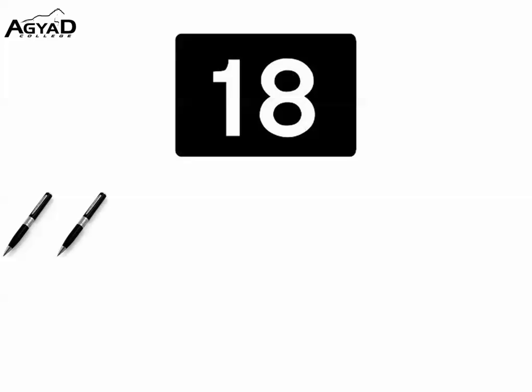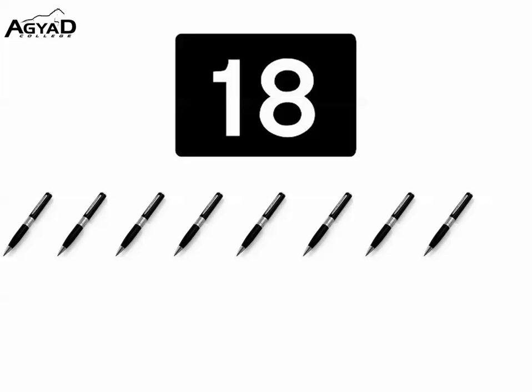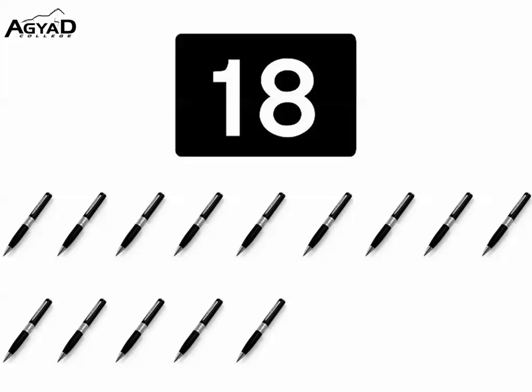1, 2, 3, 4, 5, 6, 7, 8, 9, 10, 11, 12, 13, 14, 15, 16, 17, 18. Very clever, KG1. You can count till 18. Okay, so 1 and 8 is what, KG1? It's 18. So how do you write the 18 again? It's 1 and 8. Good, KG1.